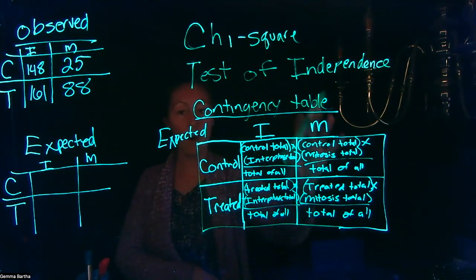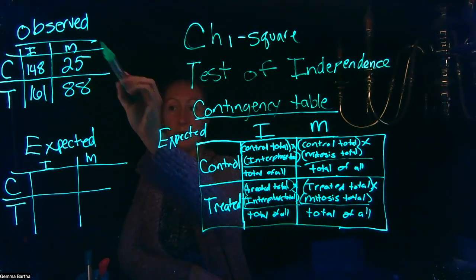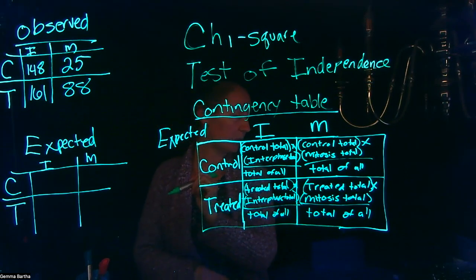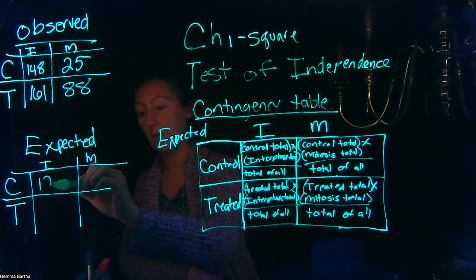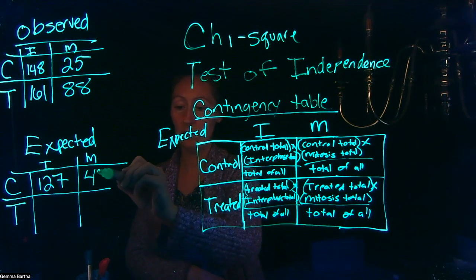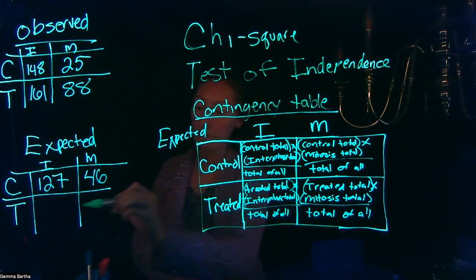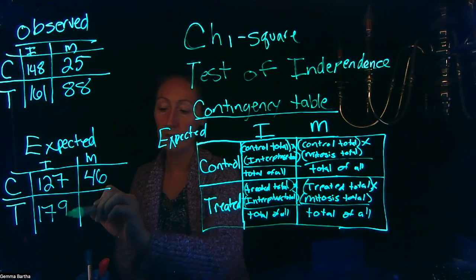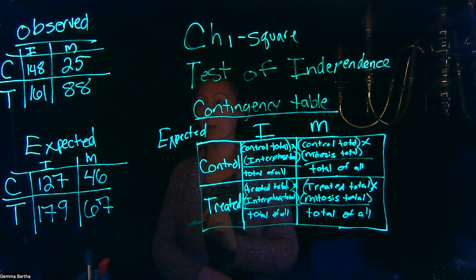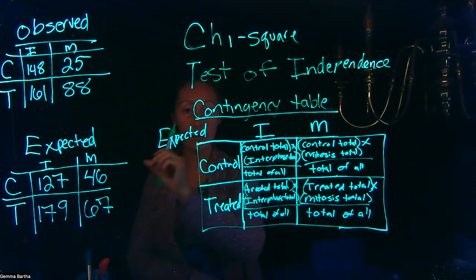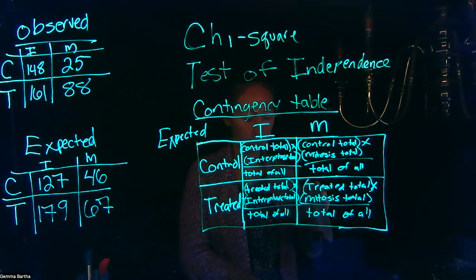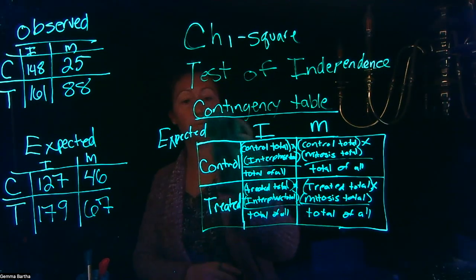So once you've done all of that math based off of what you have observed, then you can plug those numbers in. So you should get 127, you should get 46 for that, 179 and 67. So we now have our observed, we have our expected, and we got our expected from our contingency table. Now let's move on to the actual chi-square.